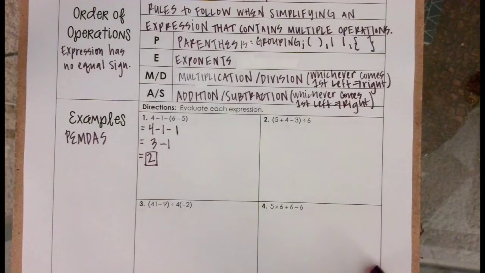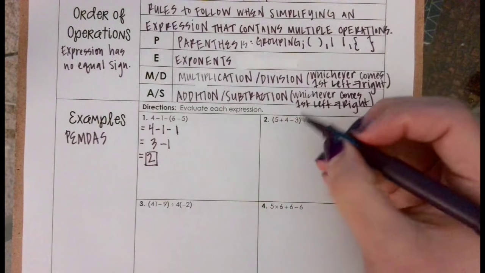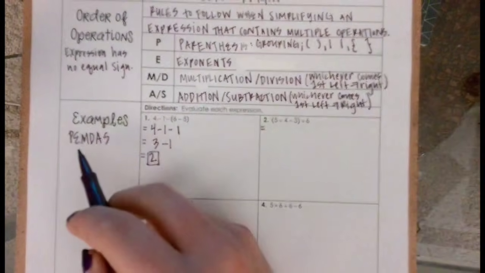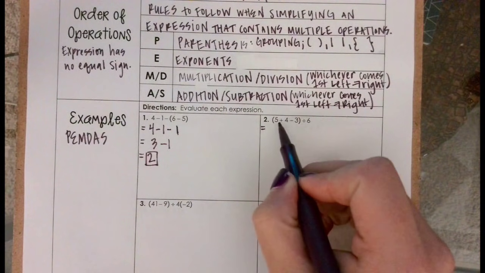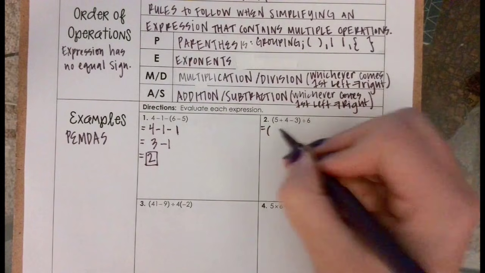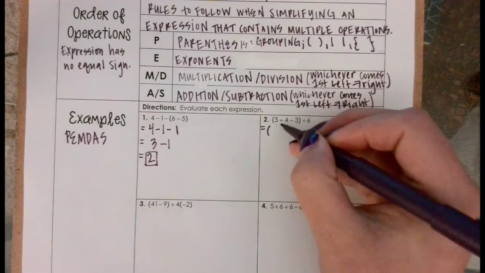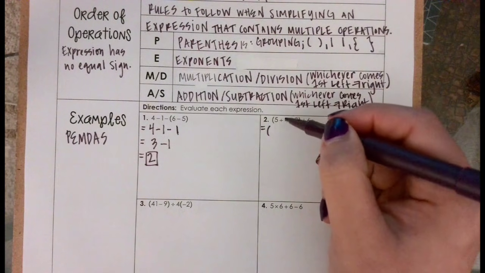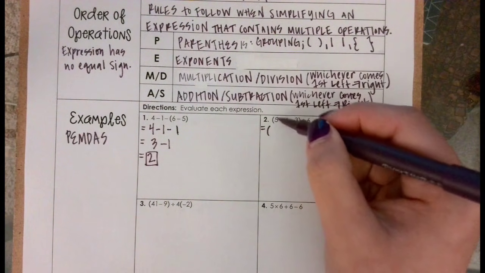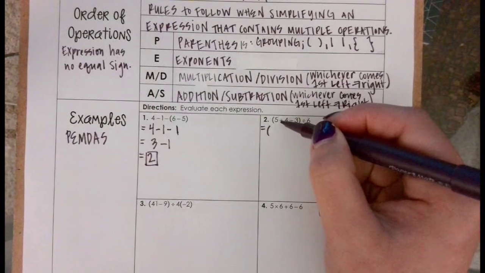Now, what I want you to do is go to number 2. The first thing I'm going to do is parentheses. Do I see parentheses left to right? I sure do, so I'm going to deal with everything in parentheses first. So 5 plus 4. When you go inside parentheses, if you have more than one operation, you're going to follow PEMDAS inside the parentheses as well.